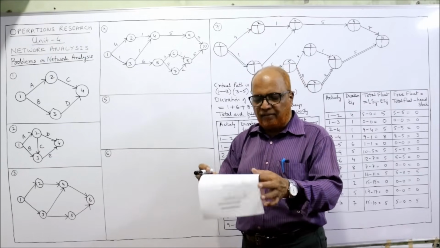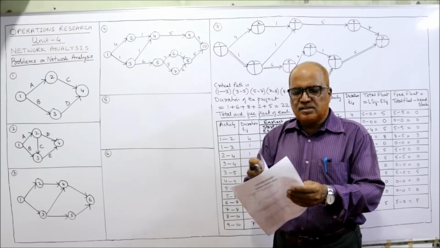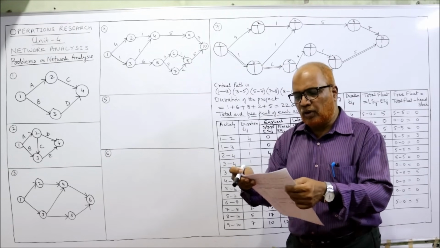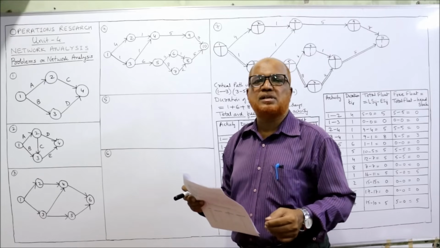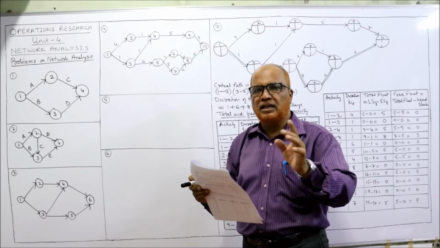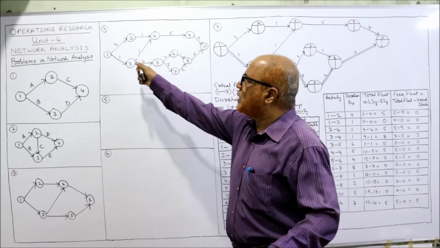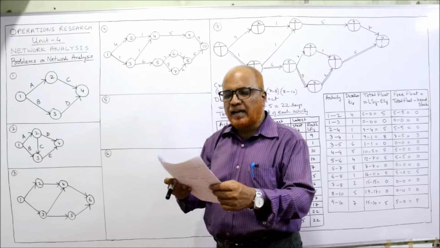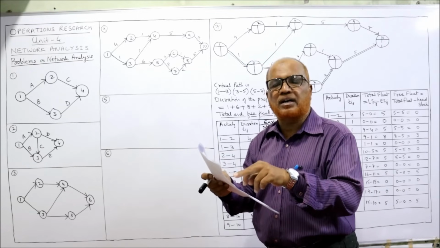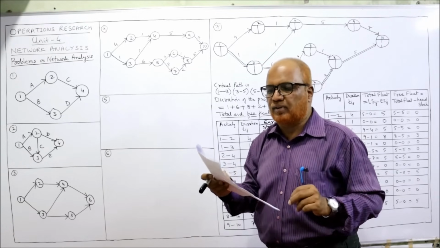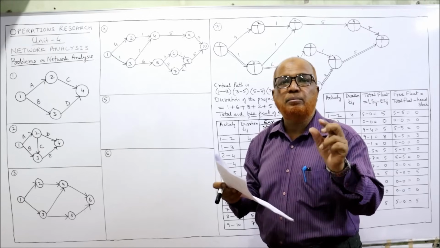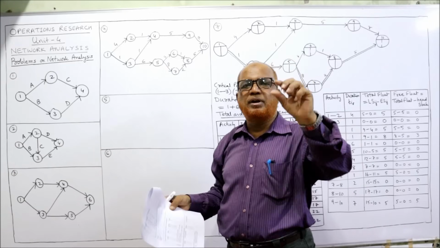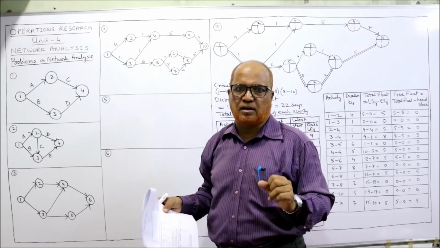Now problem number 5. See problem number 5. Draw a suitable network for the following. Here activity names are given: A, B, C, D. Events are not given. In the previous problem, event numbers were given, 1 to 2, 1 to 3. But here activities A, B, C, D, E, F, up to I are given. Duration, the time estimate for completing each activity, is given.